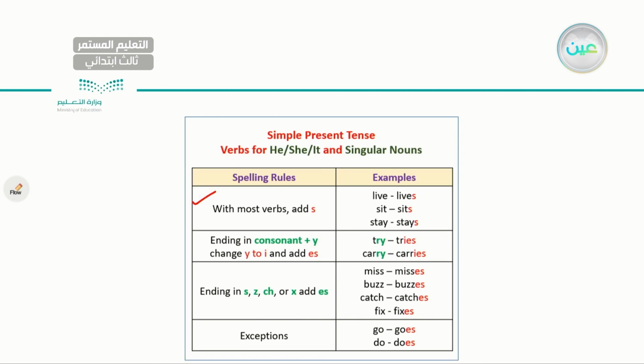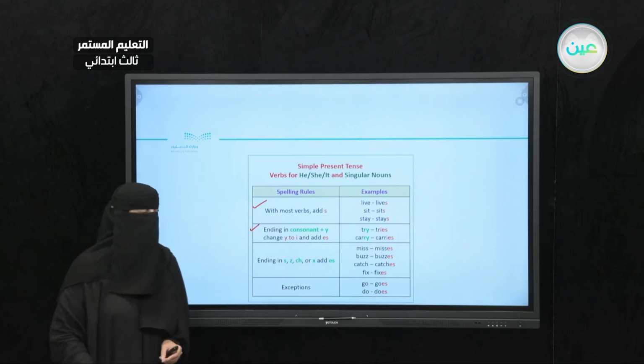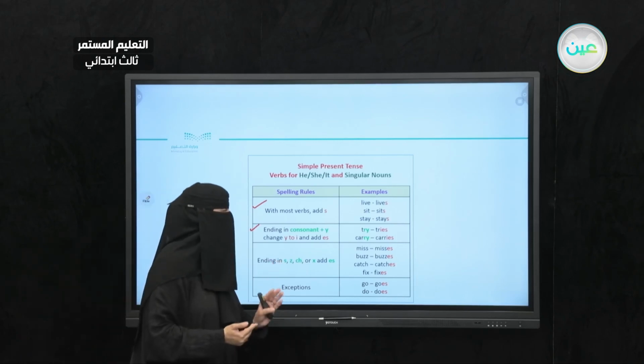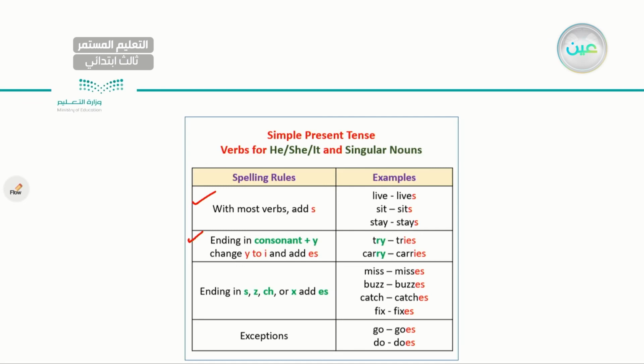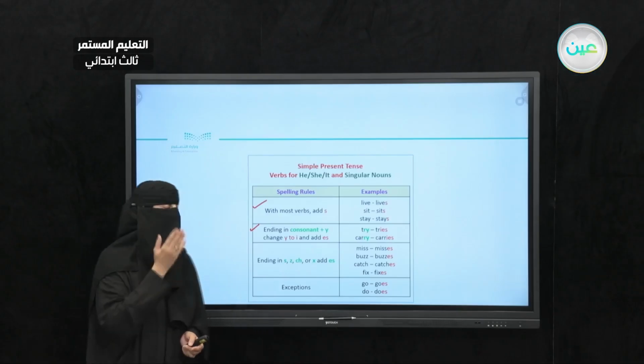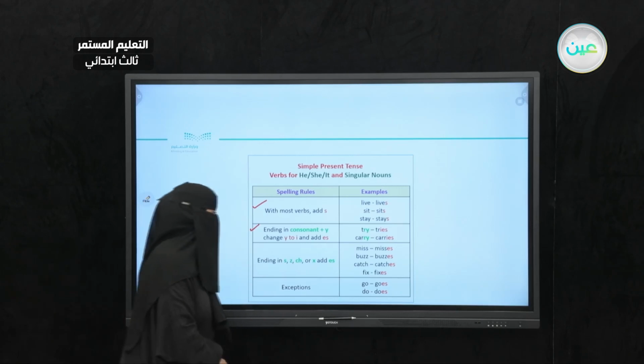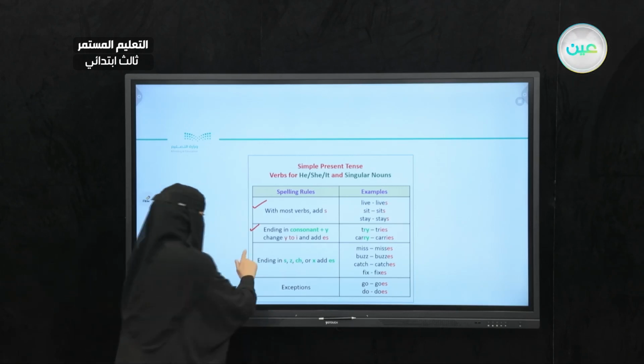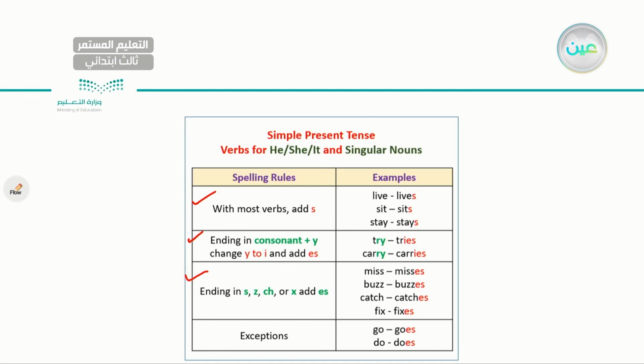We just add s. For the other part, if I have the verb that ends in y, we change the y to I and then add es, as the word try, tries, carry, carries. So we change the y to I and then add es. Okay? If I have these verbs ending in s, z, ch, x, we just add es. For example, I have miss, misses, buzz, buzzes, catch, catches, fix, fixes, because I have them ending in these letters.